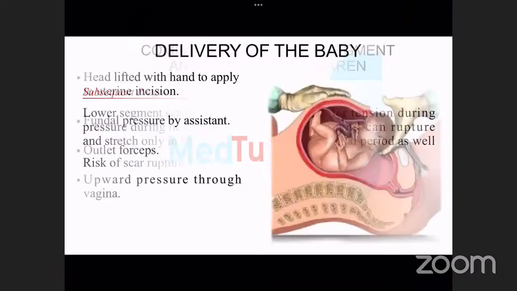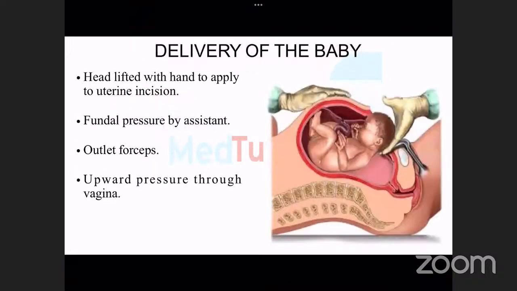Okay, so having made your decision on the uterus, the next step is to deliver the fetus. Deliver the fetus by lifting the head and applying some pressure on the uterine incision. Of course, the assistant will give you fundal pressure, or you may need to use outlet forceps to deliver the baby. Then you apply upward pressure on the vagina as you deliver the baby out.